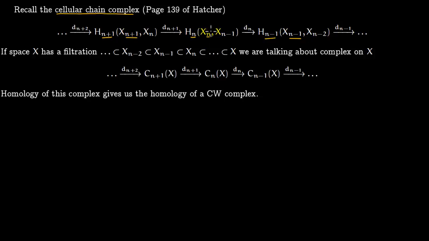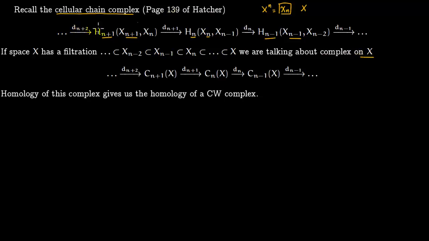So we are taking these as CW complexes. This X_n we are writing to denote a filtration of our bigger space X. So your space X has a filtration like this, the standard filtration. X_n contains X_{n-1}, X_{n-2}. So we are talking about a complex on X.